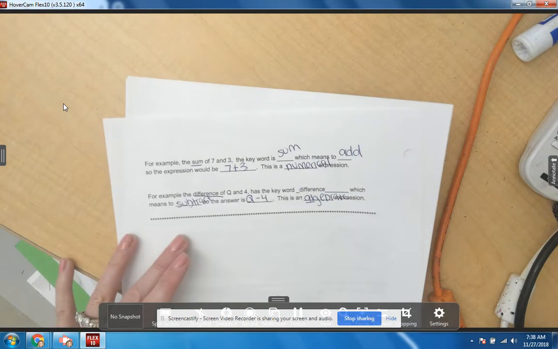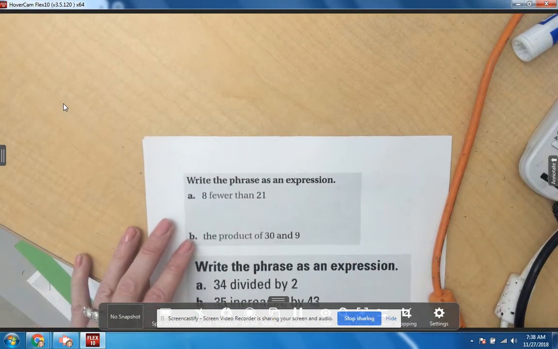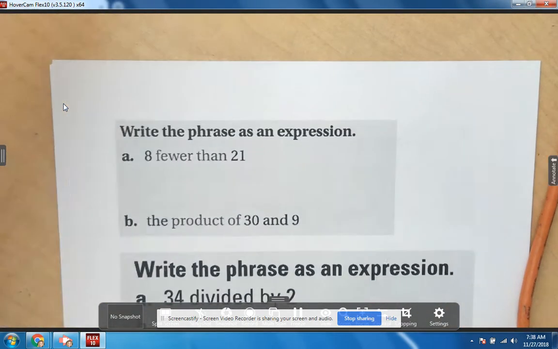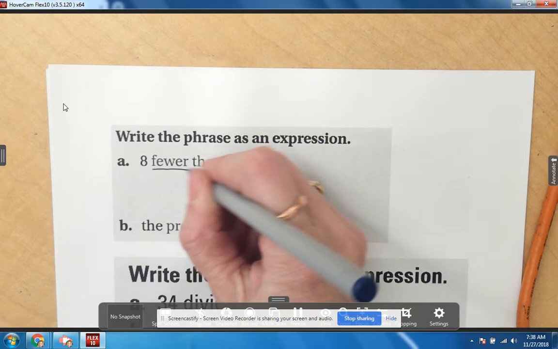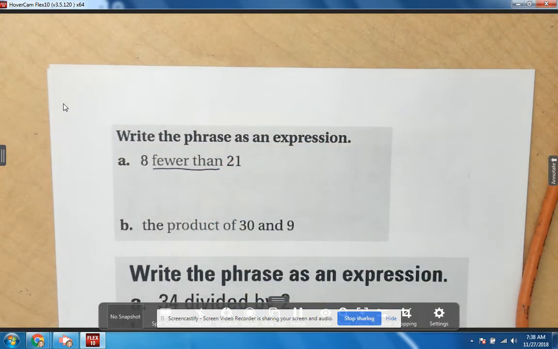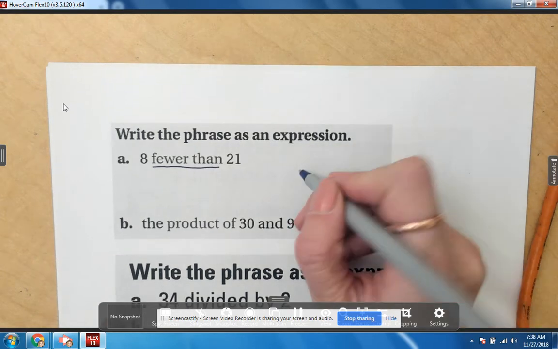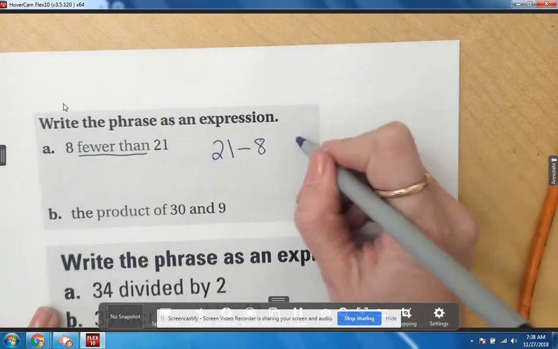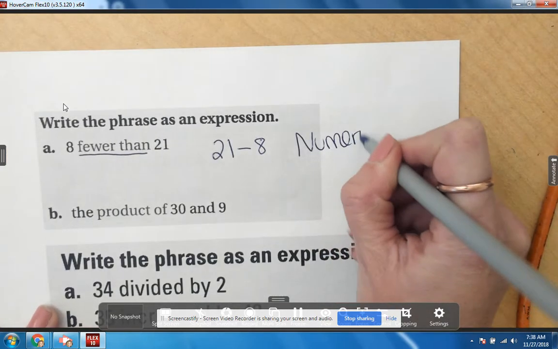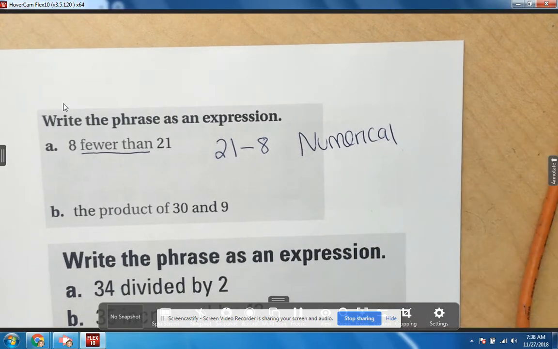Okay, so I'm going to have you try some practice problems below. First one, I want you to just watch, and then I'll give you a few to try. So this first one says 8 fewer than 21. So fewer than is our key phrase, which means to subtract. But with subtraction, the order matters. So you have to read it really carefully. 8 fewer than 21 means you're taking away 8. So 21 take away, or minus, 8. And this is a numerical expression because it only has numbers.